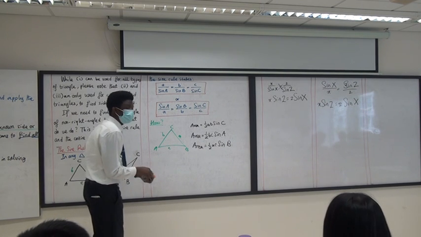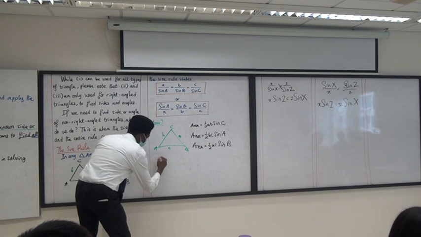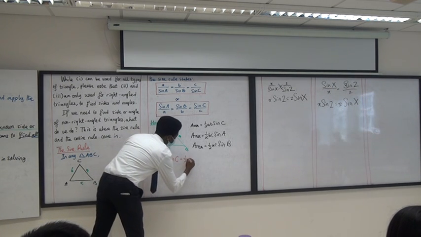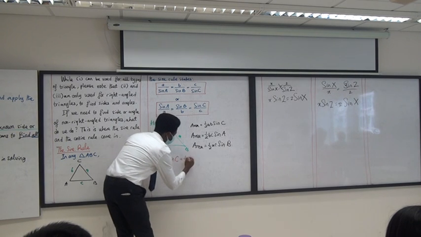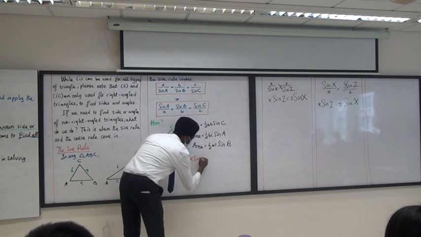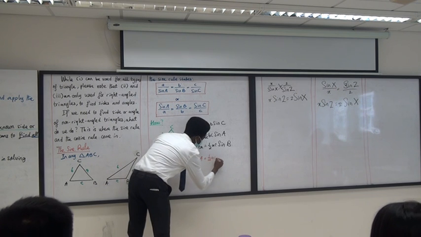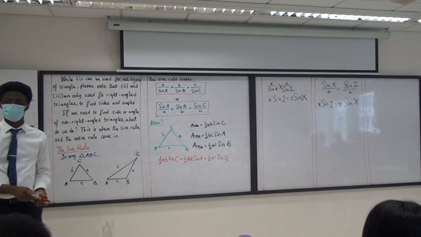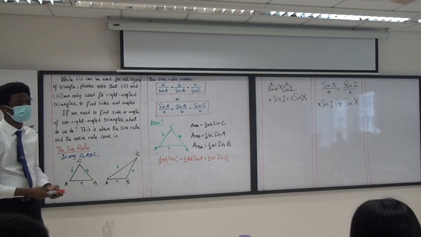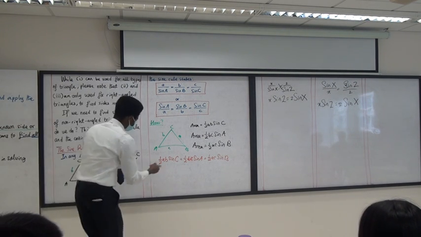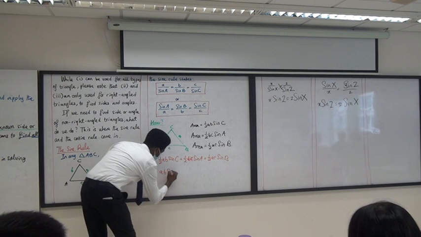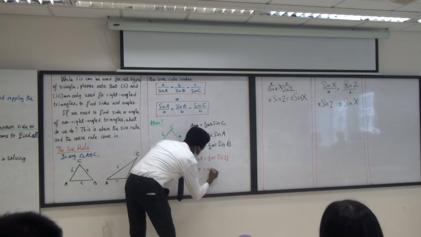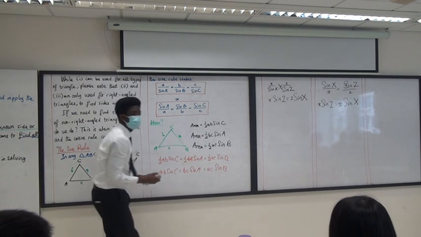If they are all going to be equal, then it makes sense for me to say half AB sine C is half BC sine A, half AC sine B. Yes? Half is common to all of them, so I can divide all through by half. If I divide all through by half, what do I get? AB sine C, BC sine A, AC sine B, right?